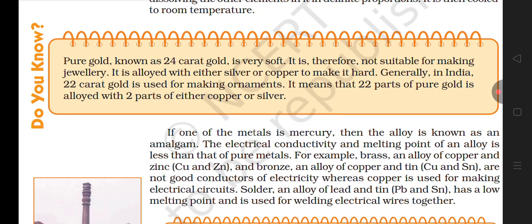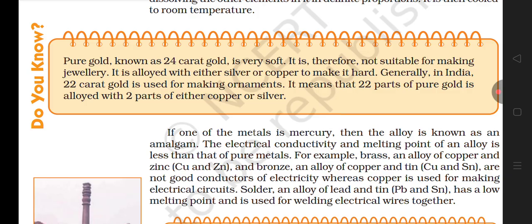If one of the metals is mercury, then the alloy is known as amalgam, okay. The electrical conductivity and the melting point of an alloy is less than that of pure metal. For example, brass, an alloy of copper and zinc, that is Cu and Zn. Bronze, the alloy of copper and tin, that is Cu and Sn, are not good conductors of electricity, whereas copper is used for making electrical circuits. So alloys are not good conductors of electricity.